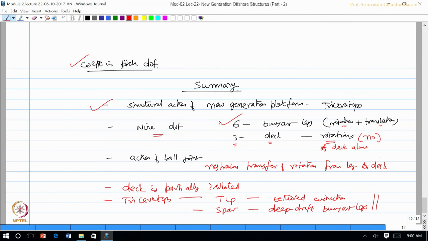We have learnt also that action of ball joint restrains transfer of rotation from the buoyant legs to the deck, and therefore deck is partially isolated. So, triceratops derives advantages of T-third construction from that of a TLP and a deep draft construction of the buoyant legs from that of a spar. So, it is a hybrid, new innovative, new generation platform for which we are trying to derive the stiffness coefficients to form the stiffness matrix from the first principles, which can be aided by computer methods.